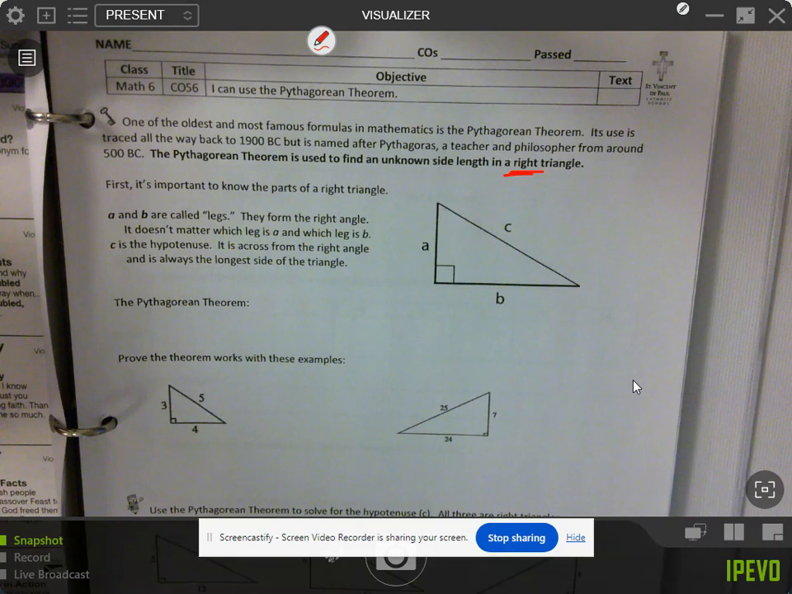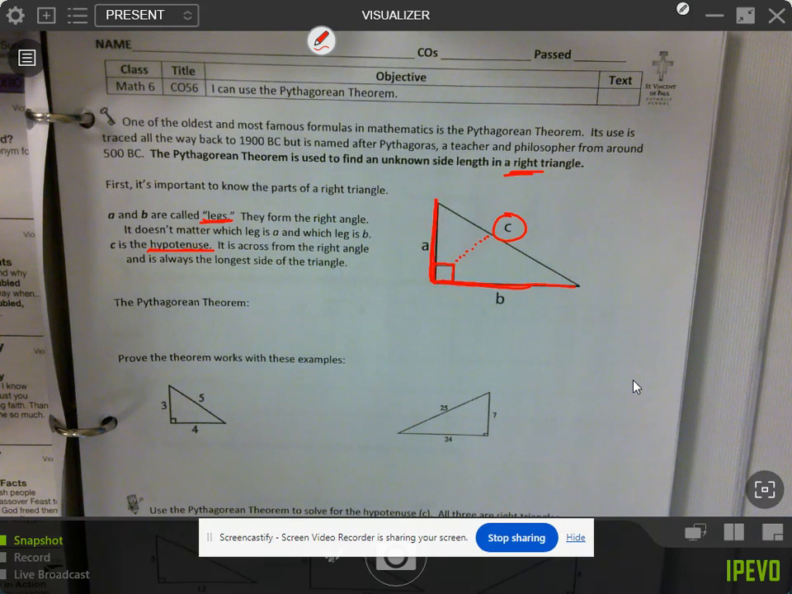So first, it's important to know the parts of a right triangle. Here is our right angle. The two sides that connect to make the right angle, we're calling A and B. Those are known as the legs. It's the two sides that form the right angle. So that's important to know. A and B make our right angle. C is the side that's directly across from that right angle. C is called the hypotenuse.